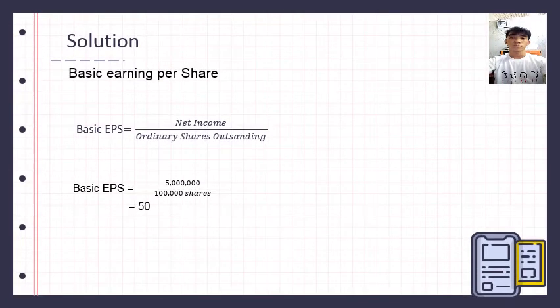Using the first measurement, which is the basic earnings per share, we use the formula: basic earnings per share equals net income divided by ordinary shares. So we have 5 million net income, and ordinary shares outstanding of 100,000 shares. Divide to get the 50 basic earnings per share.